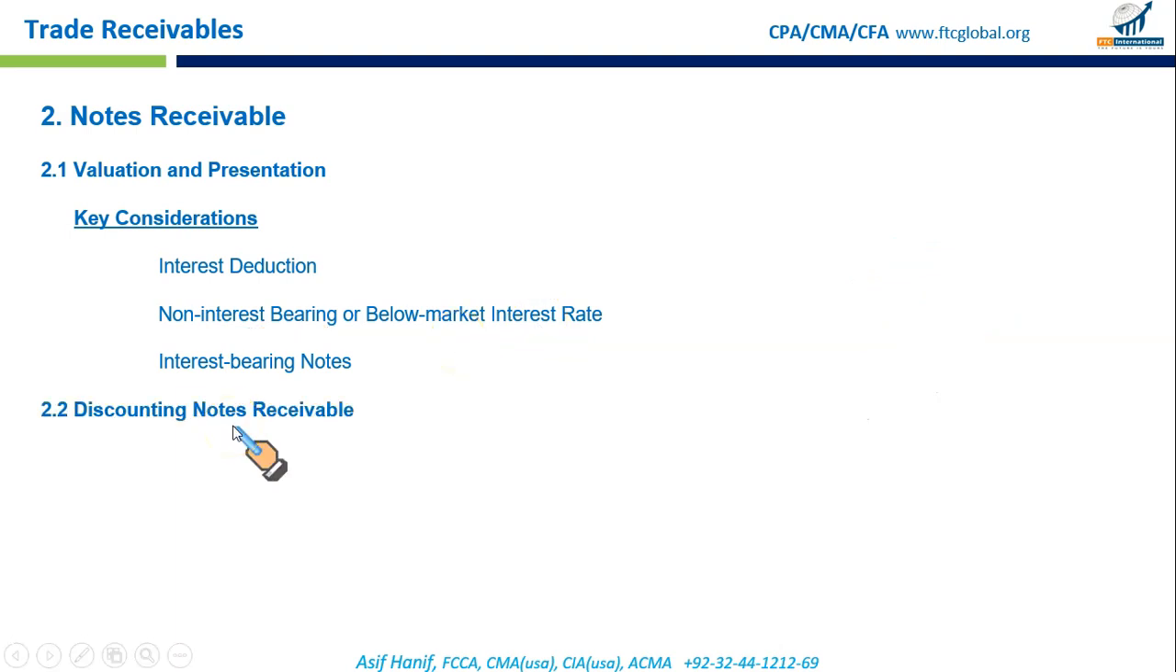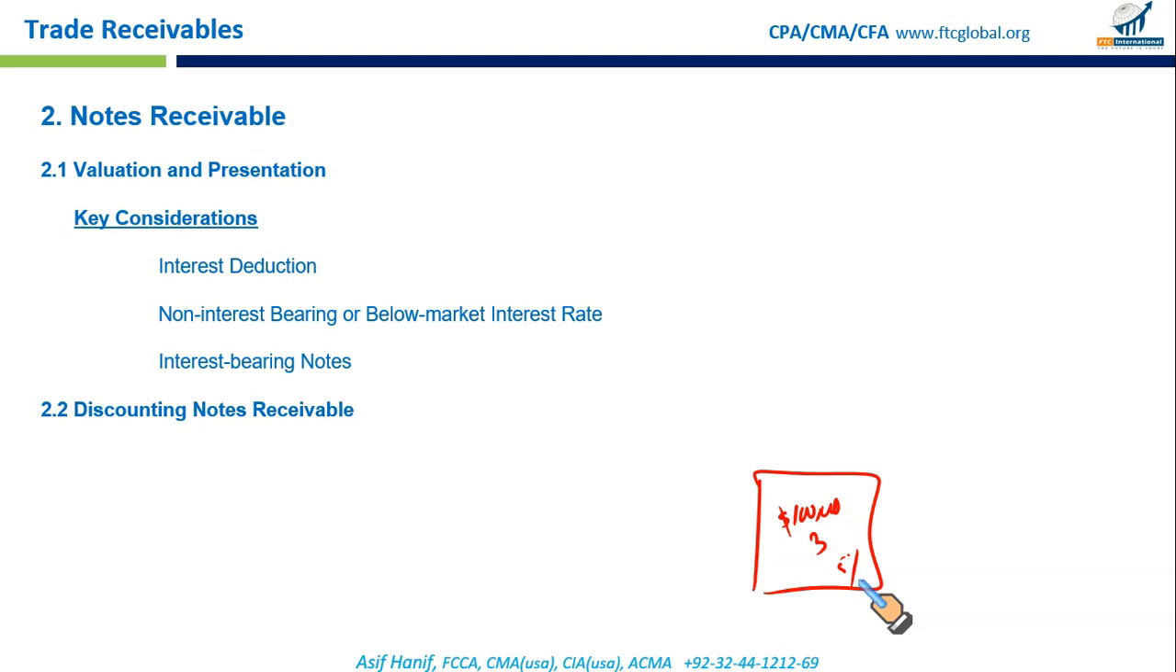The final topic we have is discounting notes receivable. Discounting happens when a holder, like you, holds a note receivable, right? You are expecting an amount in a certain period of time. Let's say you're expecting $100,000 in 3 months with interest at 5%.